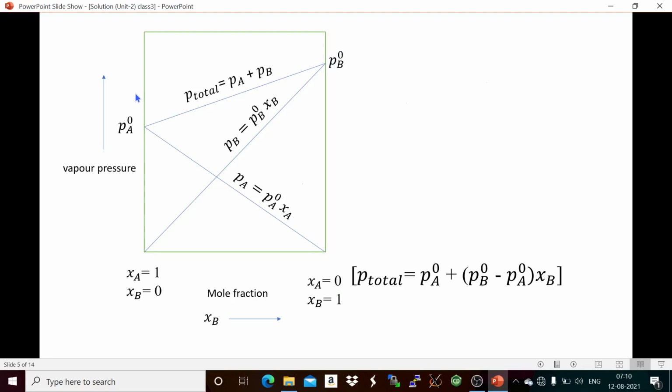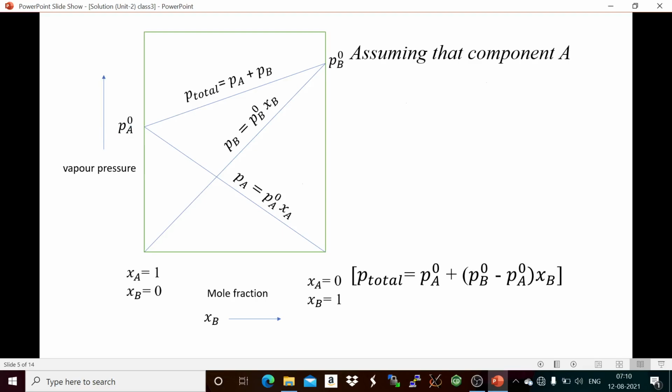So the value of total pressure: the minimum value is PA naught, the maximum value is PB naught. Here you can see that the value of PB naught is higher than PA naught. That means the partial vapor pressure of the pure component B is greater than that of the pure component A. From this we can say component B is more volatile than component A.